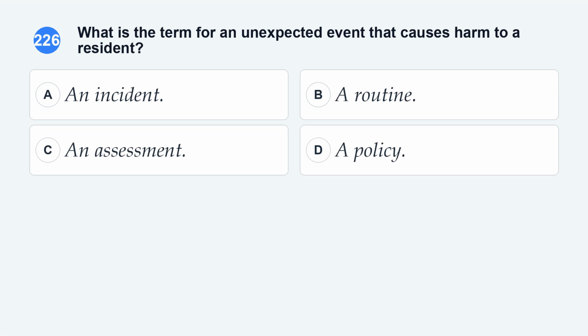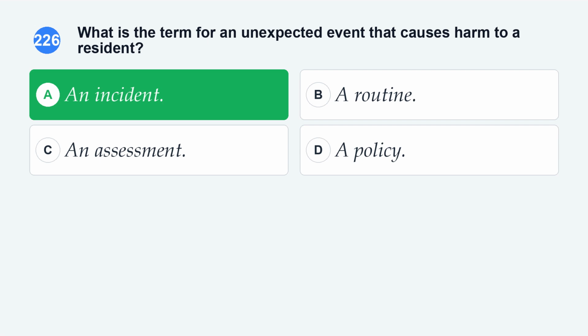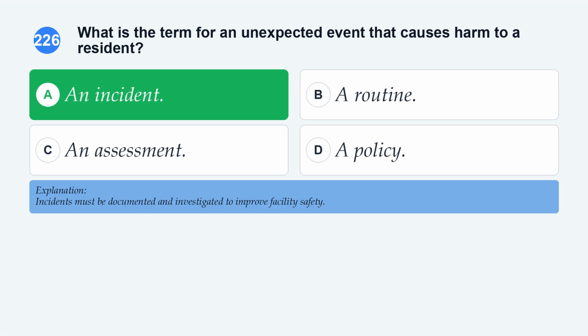Question 226. What is the term for an unexpected event that causes harm to a resident? Option A, an incident. Option B, a routine. Option C, an assessment. Option D, a policy. The correct answer is option A, an incident. Explanation. Incidents must be documented and investigated to improve facility safety.